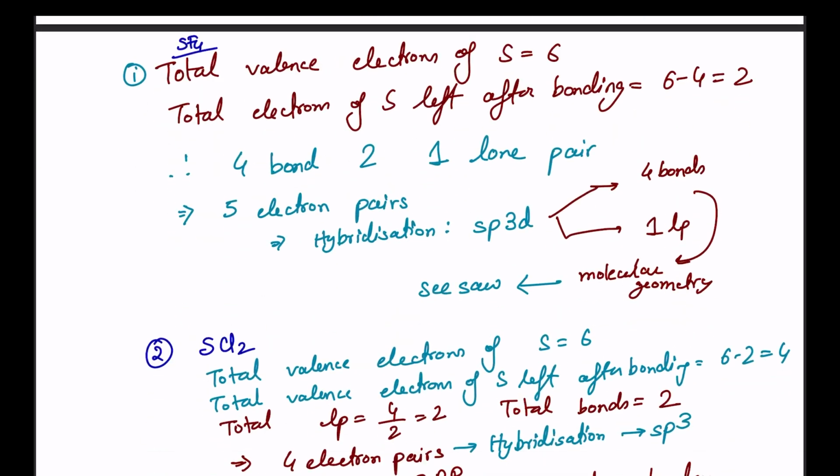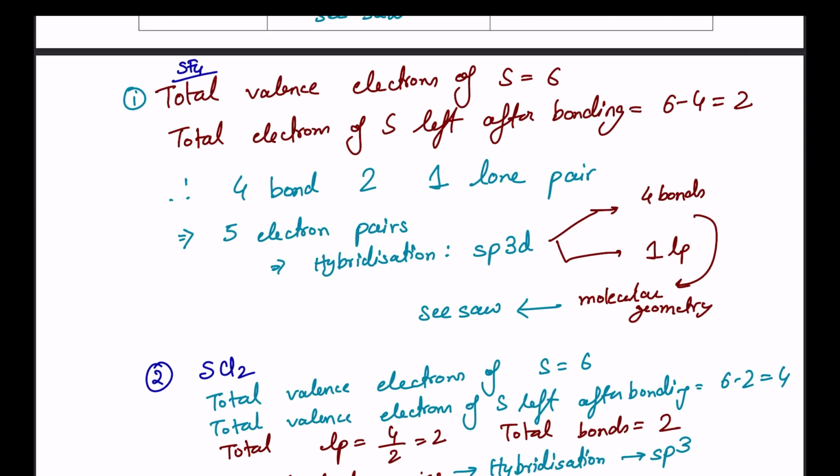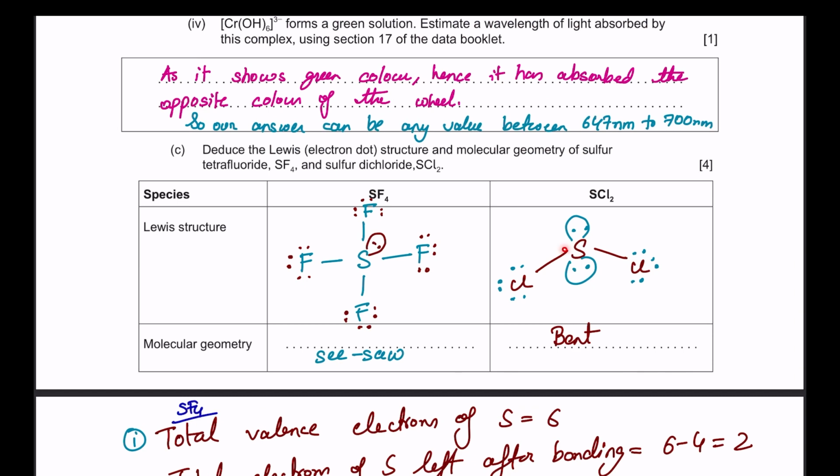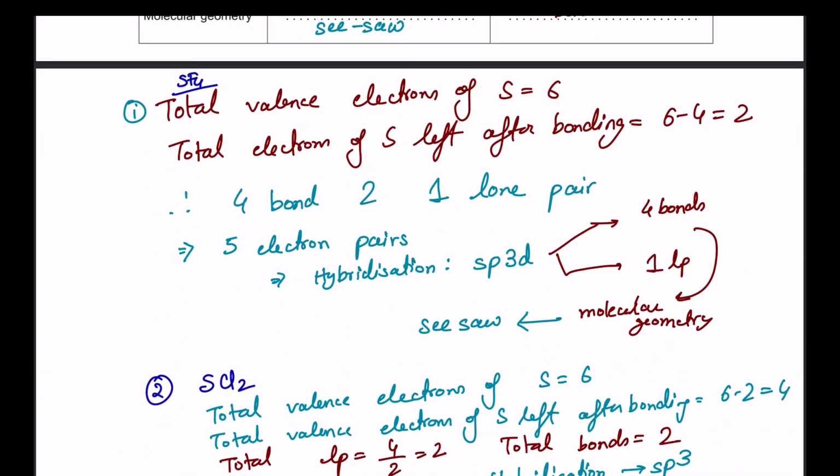Now coming to SCl2. Again, for SCl2, valence electrons for sulfur will be 6. After bonding, there will be 2 bonds, so 2 electrons will be donated. So 6 minus 2 is 4. The total lone pairs will be 4 divided by 2, that is 2, and total bonds will be 2. So we can draw the structure of SCl2: 2 bond pairs and 2 lone pairs. We also have to draw the lone pairs of chlorine. Chlorine being a halogen, after forming 1 bond, it will have 3 lone pairs in its valence shell.